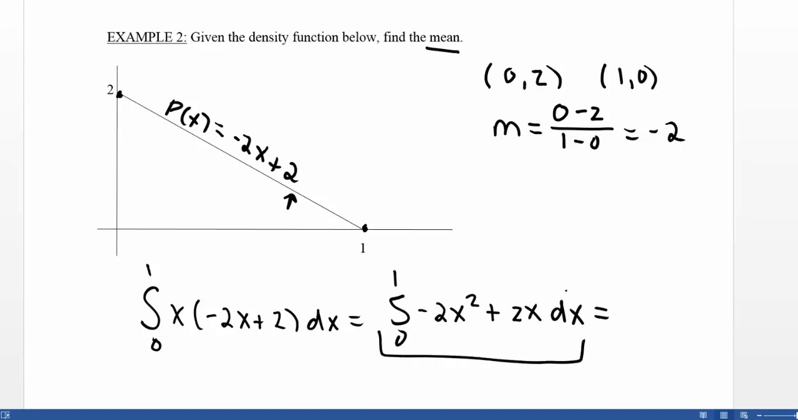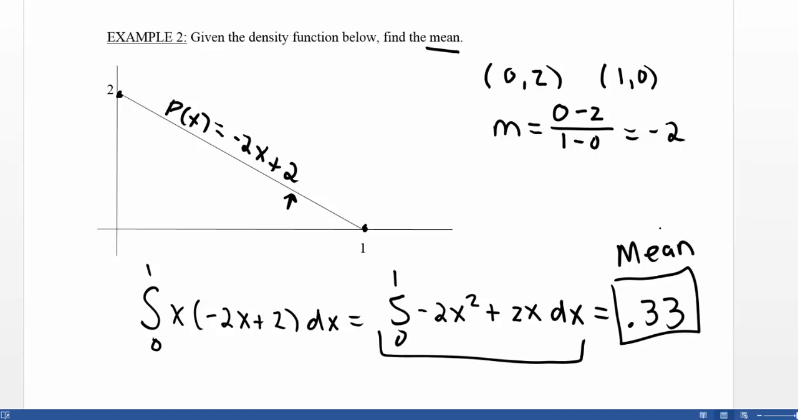Now this is a definite integral. There's two numbers on the bounds, so I can either do this by hand or I can plug it right into my calculator. If I plug it in, I'm going to get 0.33 repeating. So I'm going to round to two decimal places, 0.33. So the mean of this distribution is 0.33.